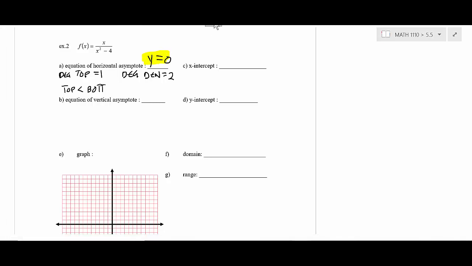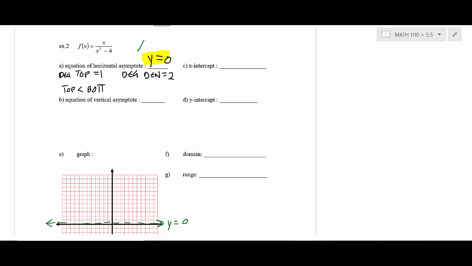So what we're going to do is go to your graph, and if you have a horizontal asymptote y equals 0, hey, that's the x-axis. So just put a dashed line right alongside the x-axis, like that. So that takes care of that. That's a good place to start, is get your asymptotes put together.